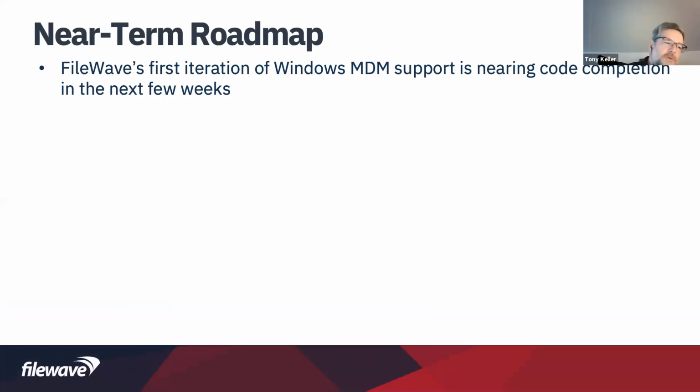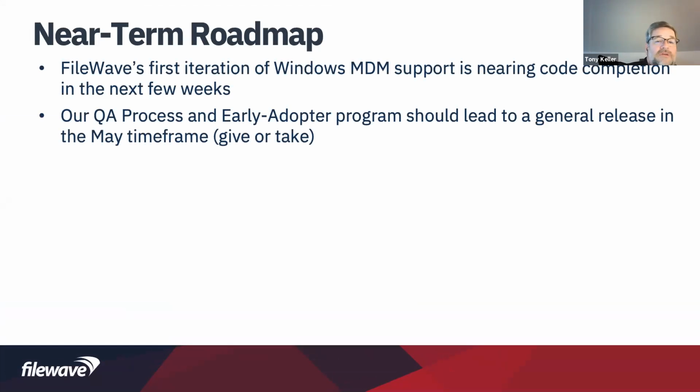So, near-term roadmap: FileWave's first iteration of Windows MDM is nearing code completion over the next couple of weeks. This will be in version 14.4. Our QA process and early adopter program should lead to a general release in the May timeframe, give or take a couple of weeks, depending on how testing goes and whether it all goes smoothly or we have issues and need to address and adjust. That's why it's always a little bit fuzzy. But we're looking at a May timeframe for release.